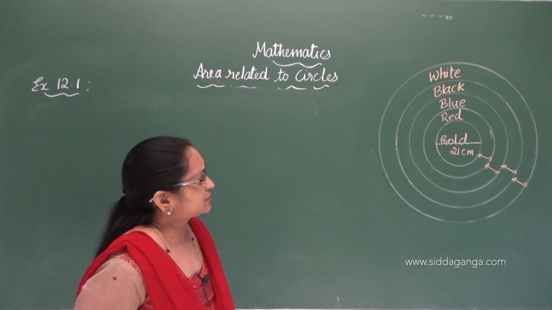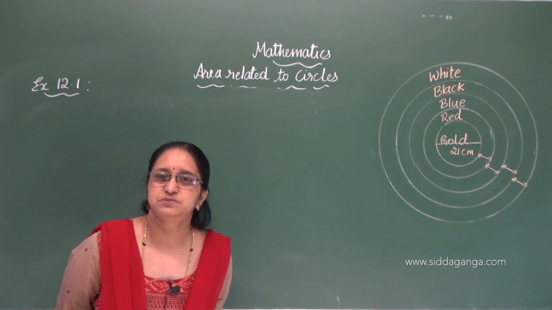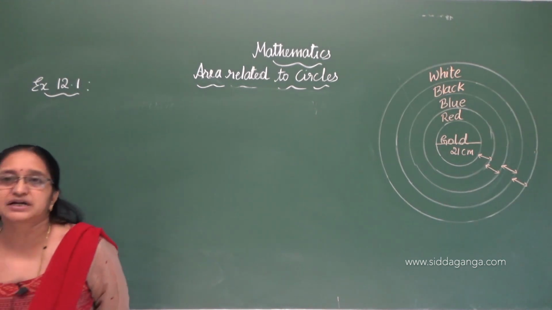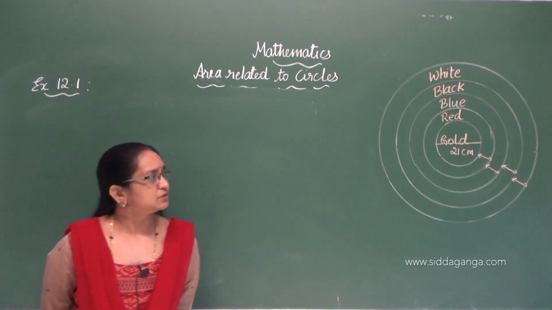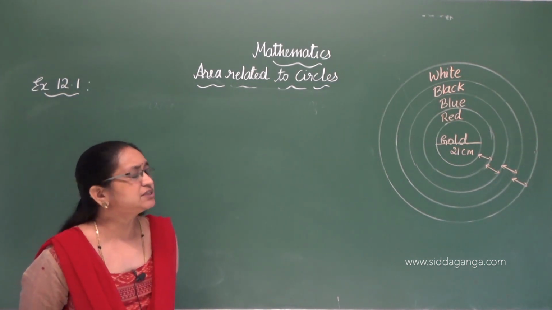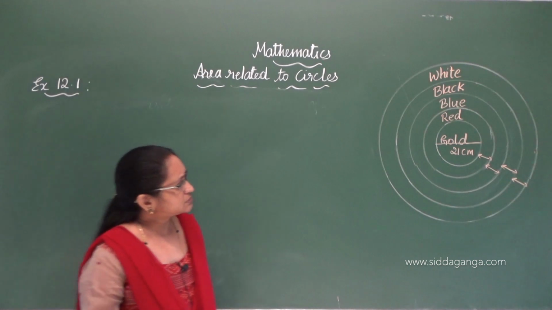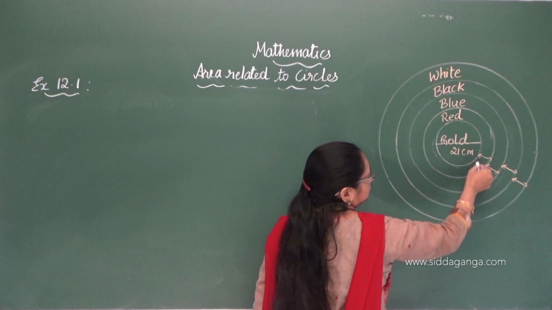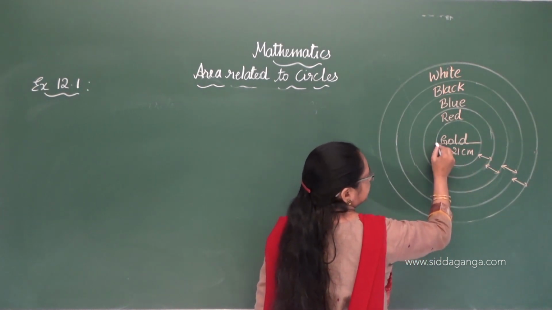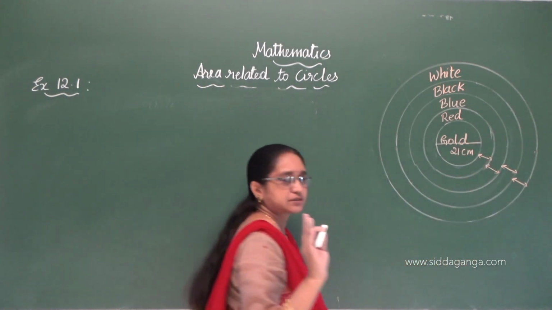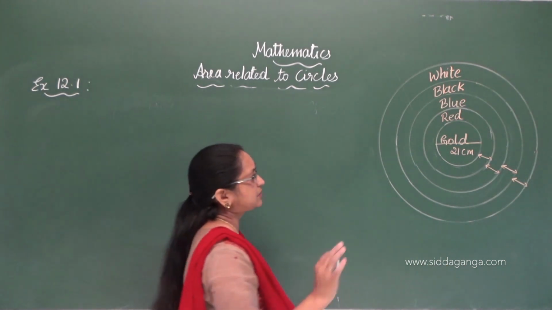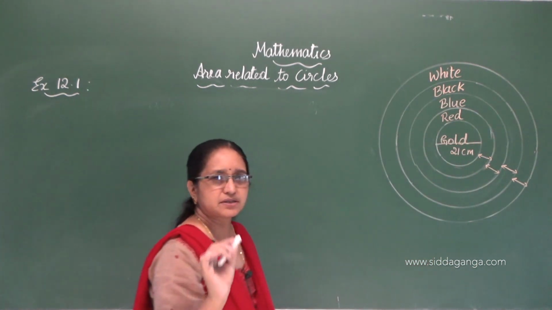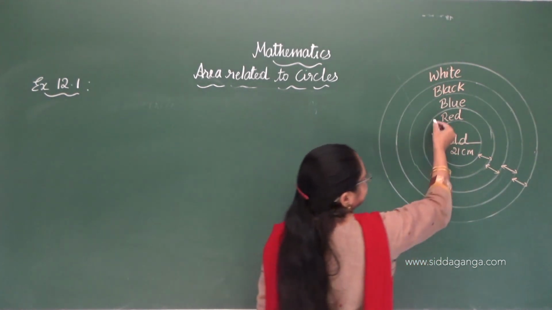Okay. See here. Now you might have observed the archery target. Hope you have observed that in sports they use archery targets. So here, this is the gold color scoring region and the diameter of this is 21 centimeter. Okay, diameter. So the diameter of this gold region is 21 centimeter.